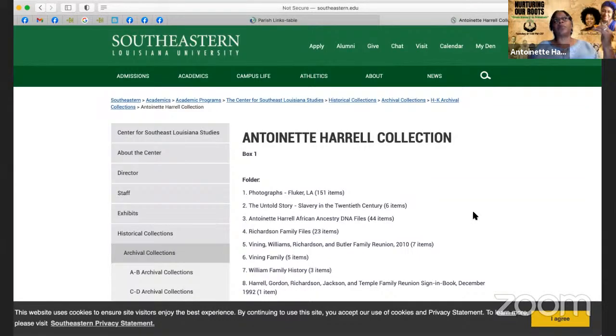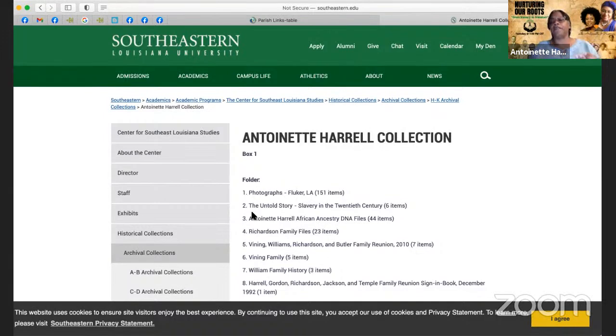I do want to point out that when I first started researching 30 years ago, there was so little information that I had to make a decision. Not only did I want to research my family history, but I really wanted to make sure that I put information there for other people. So I started this collection, and what I want to show you, if you look in this box 1, folder 1, so you don't have to live in Louisiana, you can live in California. It's a finding aid to let you know what's in this collection.